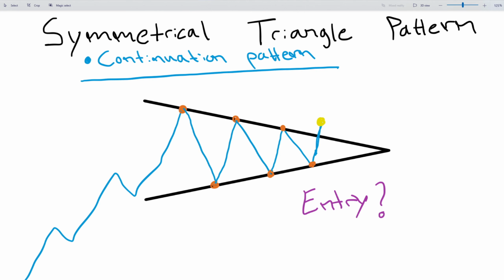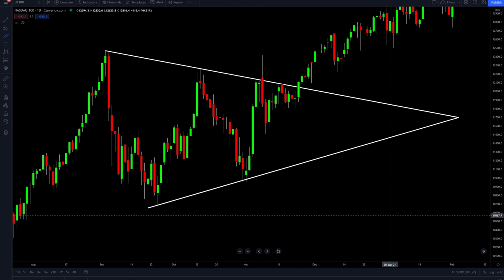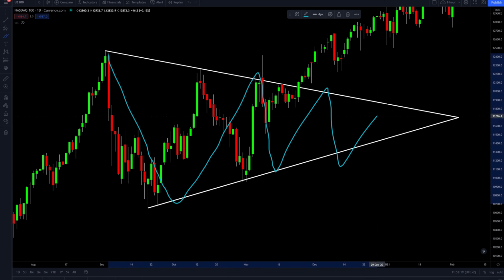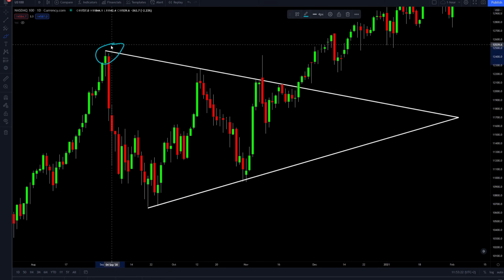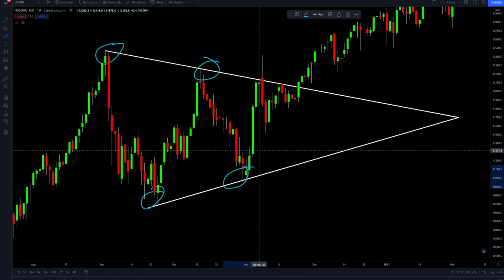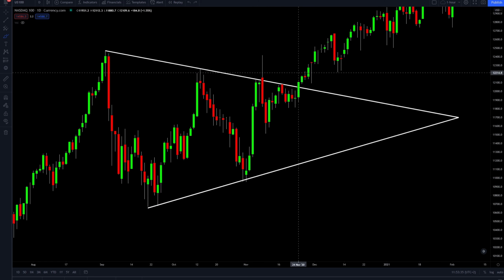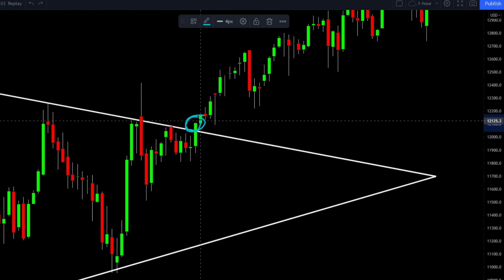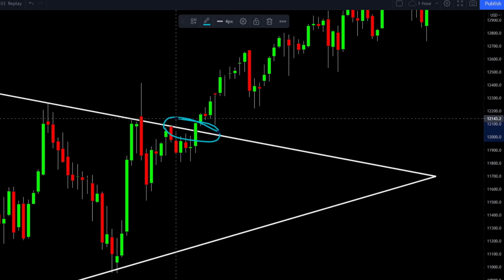So let us switch to a real life example to take a look at an example of an entry. Right here on the chart, we're looking at the Nasdaq index on the daily time frame. And as you can see here, we have a symmetrical triangle. After we had 1-2 touches on the downsloping resistance and 1-2 touches on the upsloping support, we have a symmetrical triangle starting to develop here. And if you would have entered on the breakout, you would have entered right here. As you can see, this is the first candle that closes above this downsloping white line.